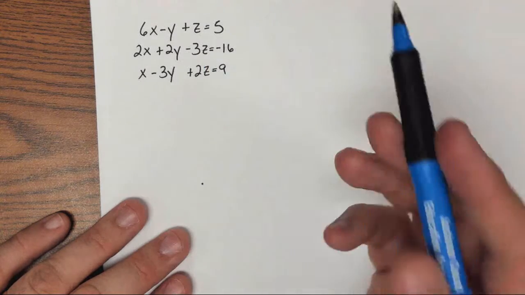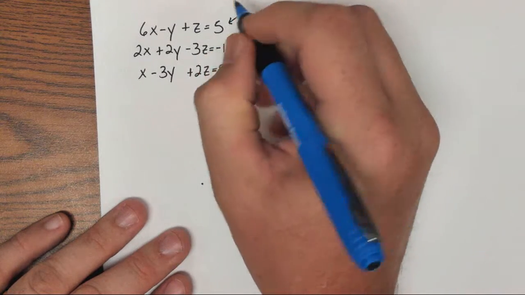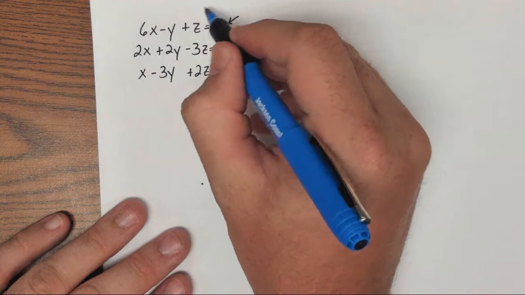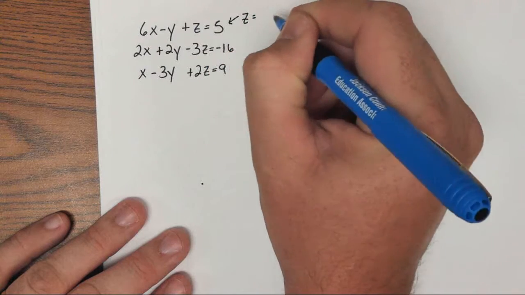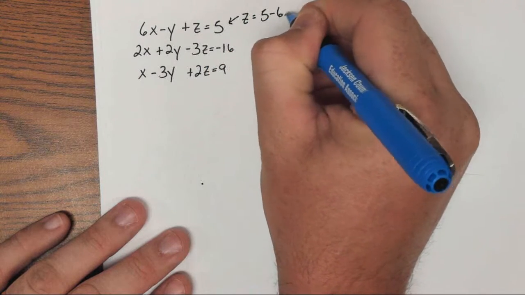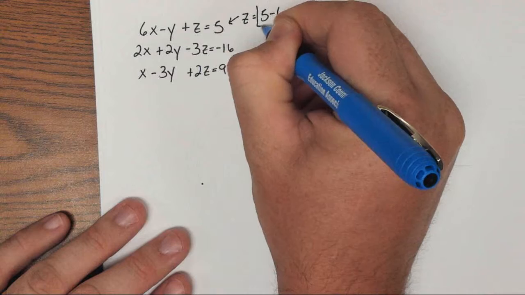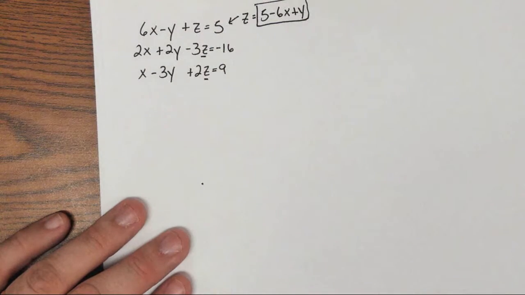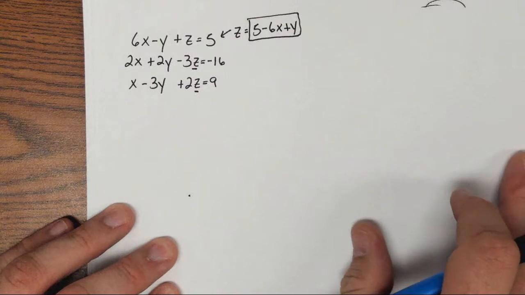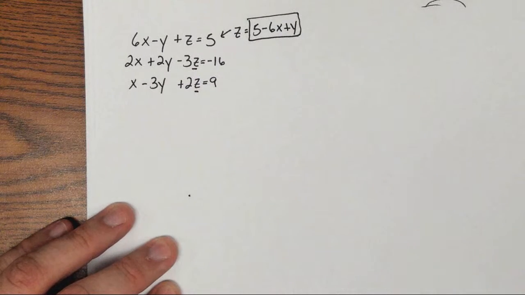I'm going to take the first one, solve it for z. So to solve for z, I'm moving my 6x and my y over. So I now have z is equal to 5 minus 6x plus y. And I'm going to substitute that in for z here and z there. And you have, in essence, gotten rid of one of your 3 variables.